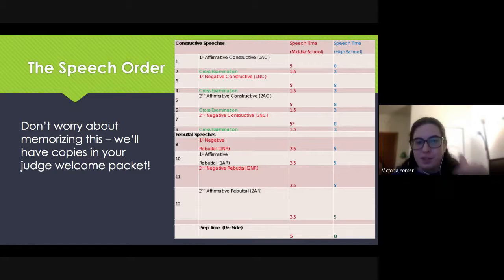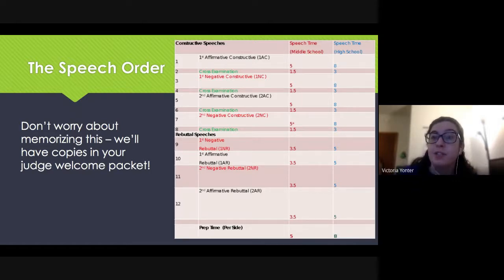cross-examination, affirmative, cross-examination, negative, cross-examination, and then the rebuttals switch order. The negative goes first, then the affirmative, the negative, and then affirmative. We'll get more in depth into how this speech order works and what happens in each speech, but there are a few key things to realize here.